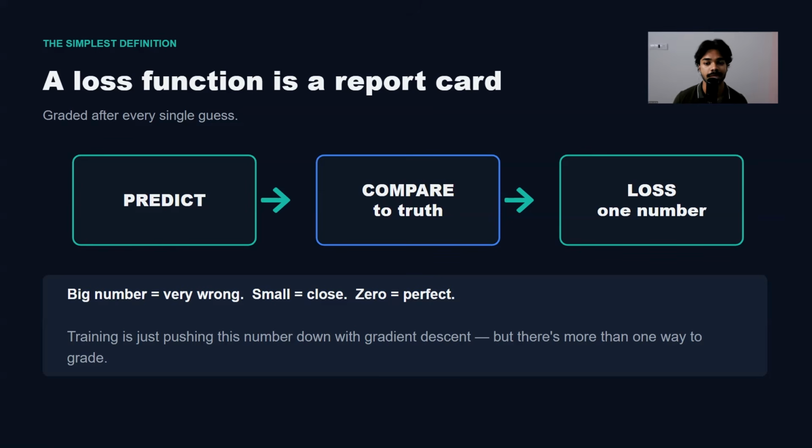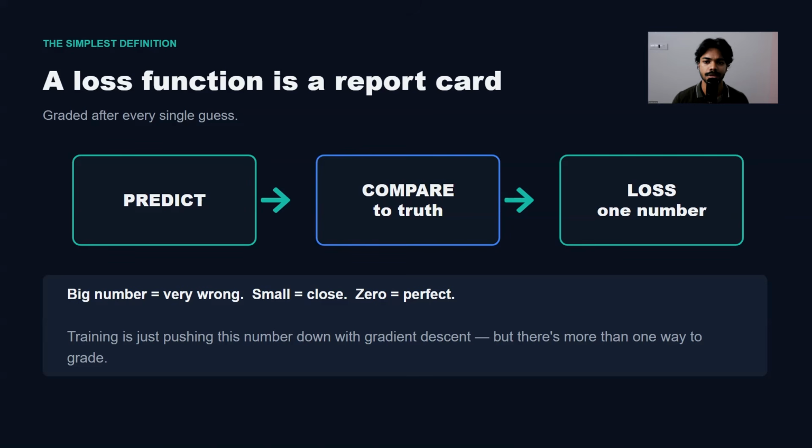Big numbers mean that we were really wrong. Small numbers mean that we were quite close. And zero means that we were perfect. And that's it. The loss is just a number that measures how wrong the model currently is. And training, all of it, is a process of pushing that number down step by step using gradient descent. And here's the thing that makes loss functions interesting and important. There's more than one way to grade it.